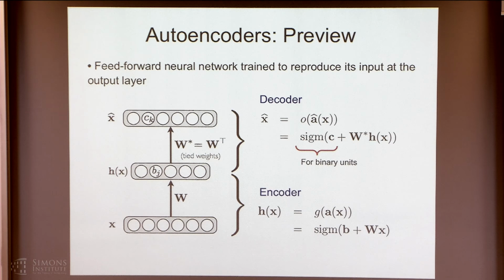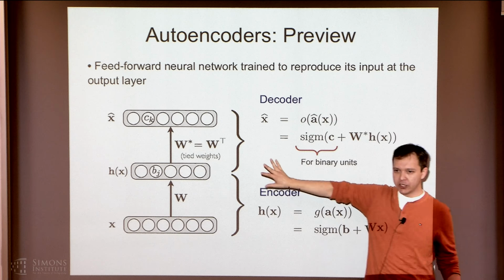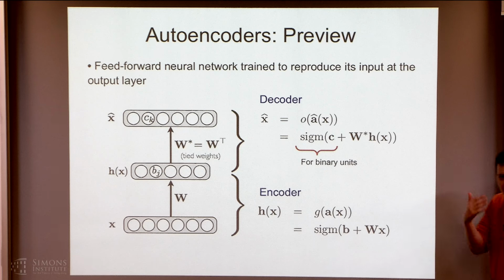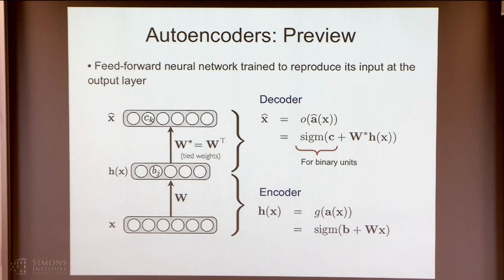I'll talk about the autoencoder later on. Just think of these models as a way of forcing your parameters to encode something about the input distribution. Yes? You just said you're forcing your parameters to encode something about the input distribution. Is it possible to use these to sample from the input distribution? Yes, later on I'll say a lot more about these models.